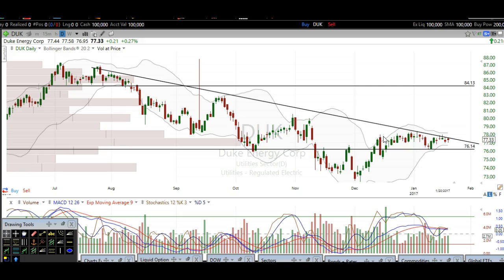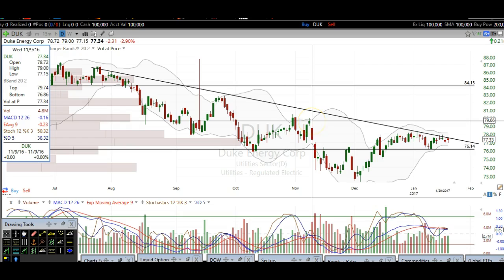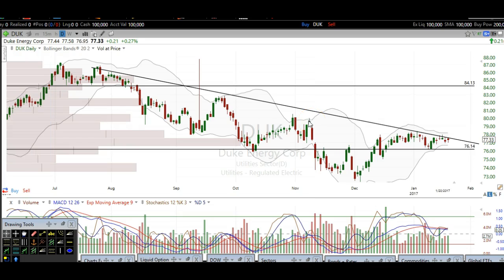So what you want to do is react to these levels here, and if we get a break over these highs, about $78, we could see definitely a nice breakout here. There's a gap right here that may want to fill, and that's at about 79.66. You can see it closed right there, and then the next day opened well below that. So there's that gap right there that may want to fill for DUK.